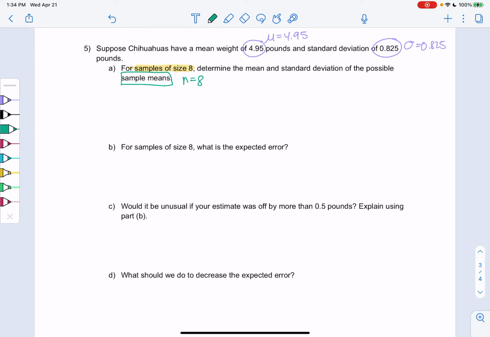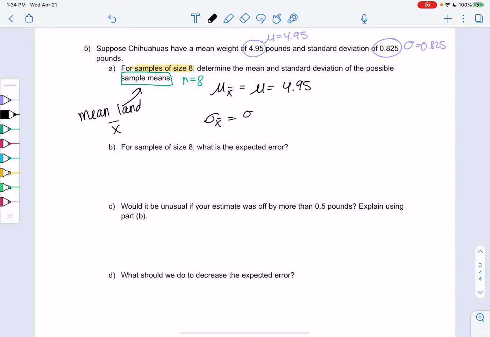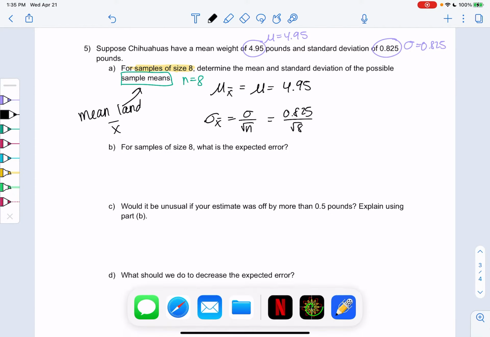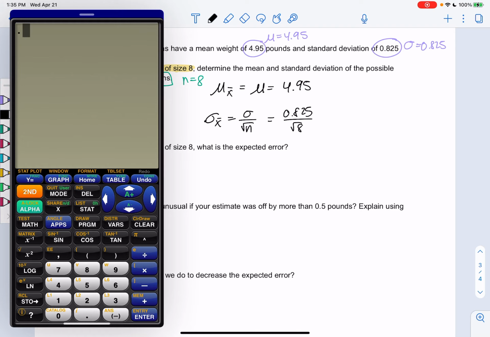So it's not the mean and standard deviation of Chihuahuas in general, it's the mean and standard deviation of the averages. So we just have formulas. We're in mean land, so x bar land. So mu of x bar is just equal to the mean, which is 4.95. And then sigma of x bar is just the original one, and then we divide by square root n, because sample size changes it. So we do 0.825 over square root 8. And we get 0.29168. I like 5 digits.